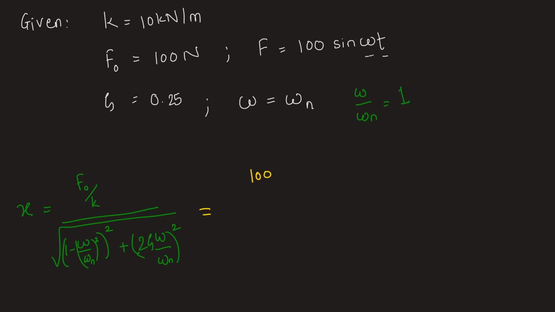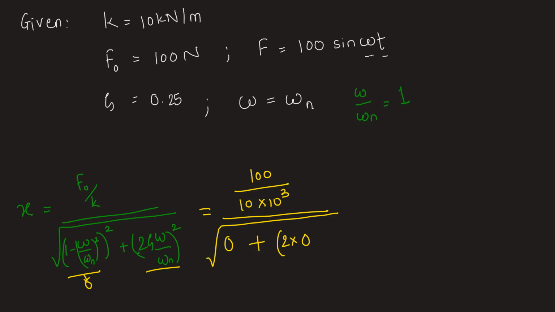F naught is 100 Newton, by K, which is 10 kilonewton per meter. So we have to convert it in Newton per meter. It is 10 into 10 to the power 3 Newton per meter, divided by root over. This first term is 1 minus omega by omega n, which is 1. So the first term becomes 0 and 0 square is again 0. So we have 0 plus. This second term is 2 zeta omega by omega n, which is 1, whole square. So we have 2 zeta whole square, that is nothing but 2 into 0.25 whole square.